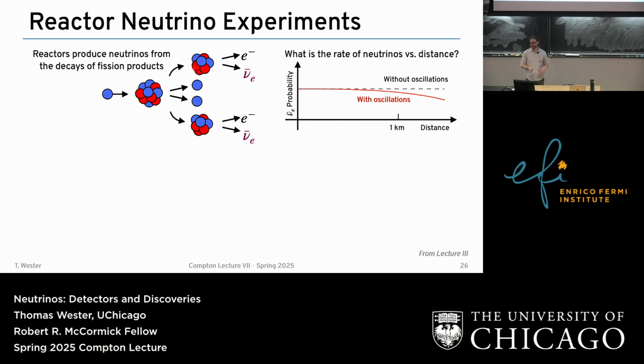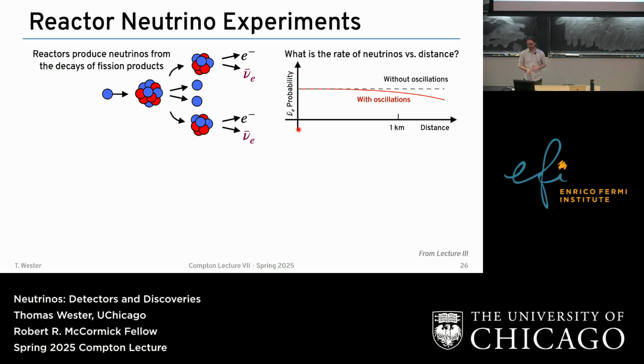It fissions into something lighter, and then those products undergo decay that produce neutrinos. And reactor neutrino experiments, as we talked about at the beginning, have been successful in looking at the survival probability of an anti-electron neutrino. So in other words, what's the probability of an anti-electron neutrino staying an anti-electron neutrino as a function of distance from the reactor?